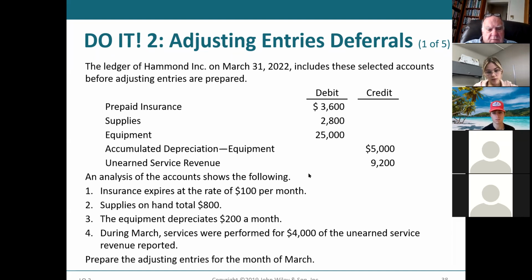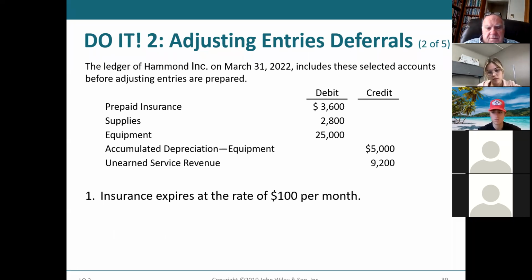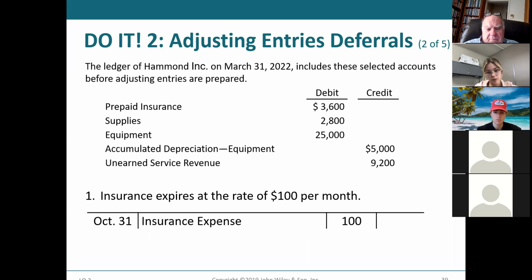And now we had some unearned revenue, 9,200 sitting there, but it turns out during the month, we put on a couple of concerts and we earned 4,000 of that 9,200. So now you're talking a debit to the liability account and a credit to earned revenue. So let's take a look at them here.